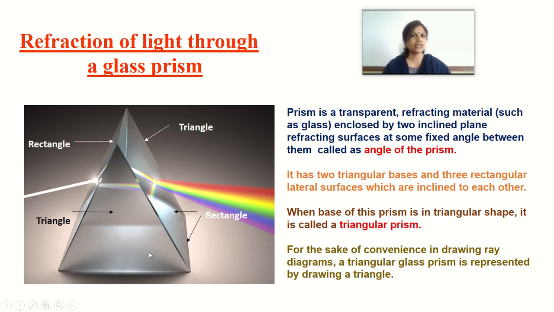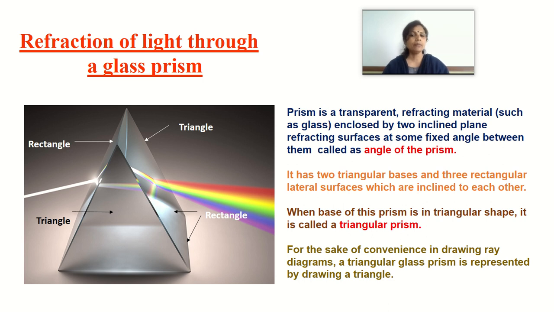Now a prism has two triangular surfaces. Look at the image once again. This is the first triangular surface and behind that is the second one. This is a rectangular surface, this is another rectangular surface, and one rectangular surface is at the base. So a prism has two triangular surfaces and three rectangular surfaces, and all these surfaces are inclined to each other.